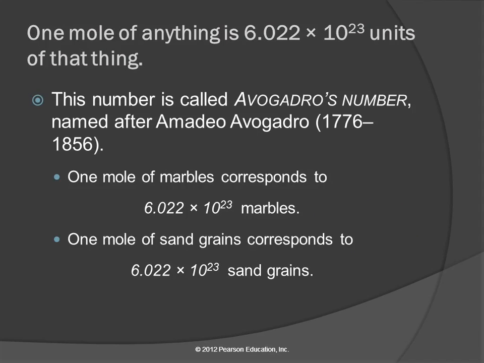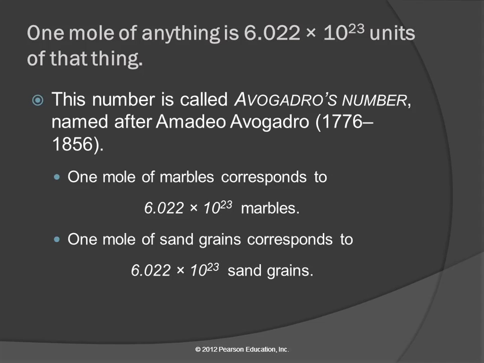That number is called Avogadro's number, and it's named after the guy who did a lot of experiments and made a bunch of discoveries that led to us figuring that number out. His name was Amadeo Avogadro. And he was actually born the year that our country was born, 1776, so that's kind of cool.